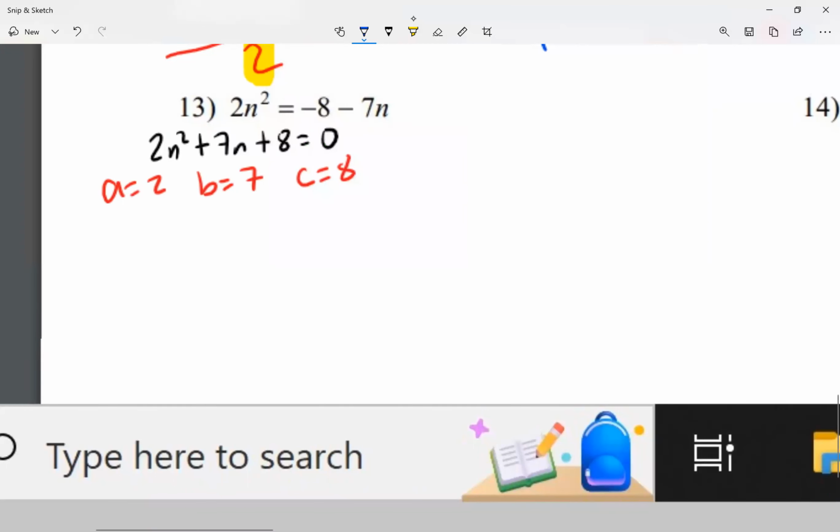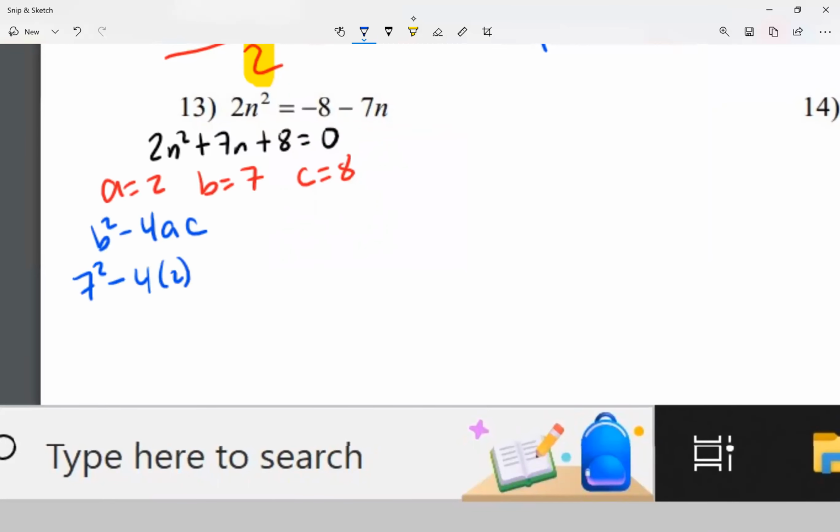I'm going to deal with my discriminant first, right? b squared minus 4 times a times c. So I have 7 squared minus 4 times 2 times 8. I know 7 squared is 49. I did my exponent first. Minus, my minus basically separates things. So now what's 4 times 2 times 8? Well, that's 64. What's 49 minus 64? Well, that's negative 15.